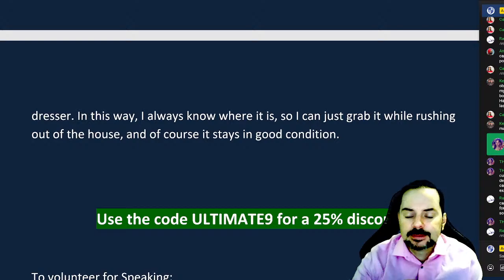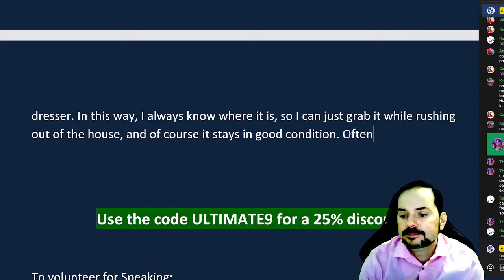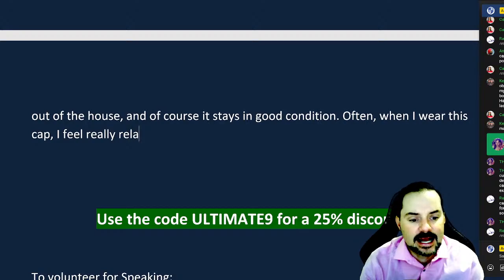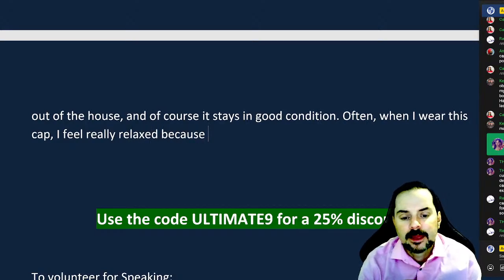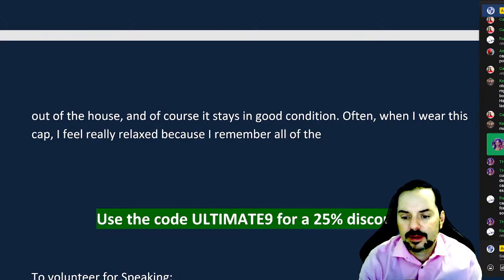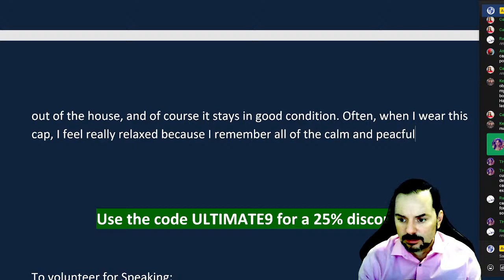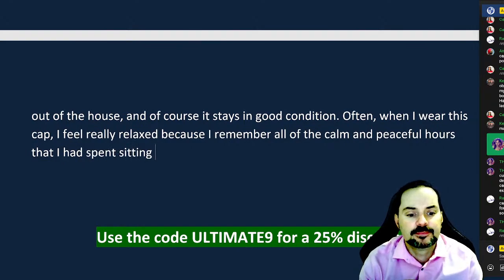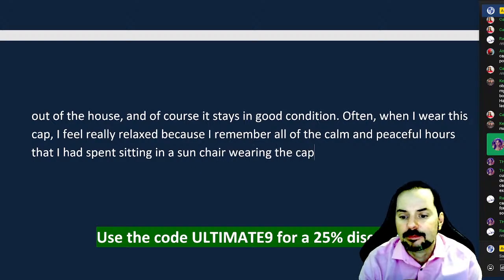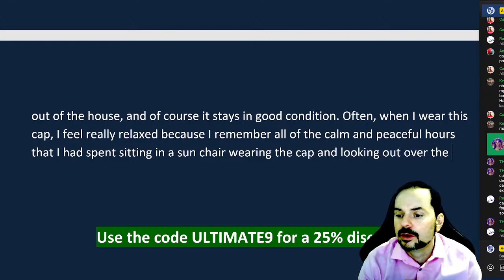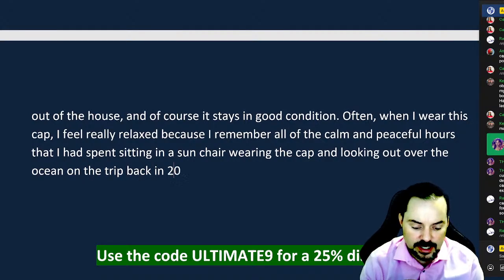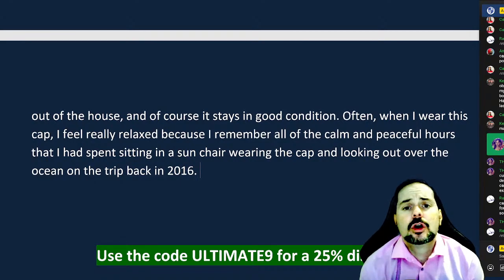So, often, when I wear this cap, I feel really relaxed because I remember all of the calm and peaceful hours that I had spent sitting in a sun chair wearing the cap and looking out over the ocean on the trip back in 2016. Okay. All right. So you might have more time.